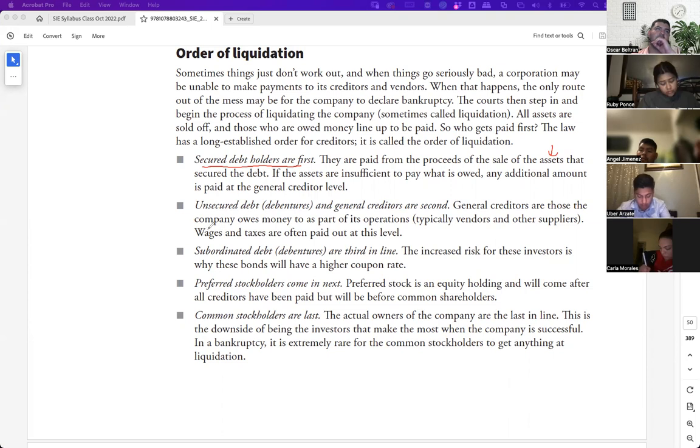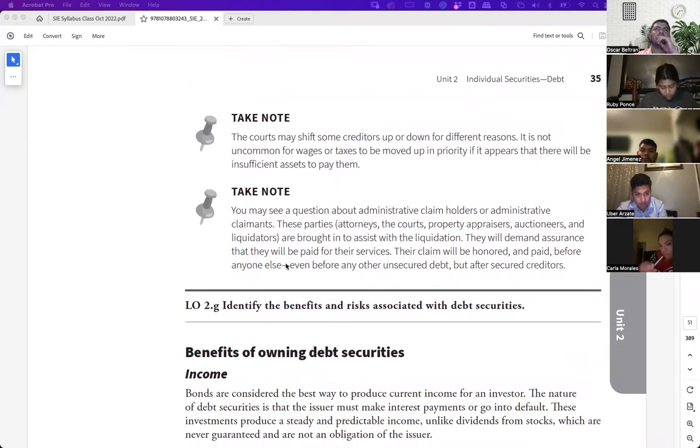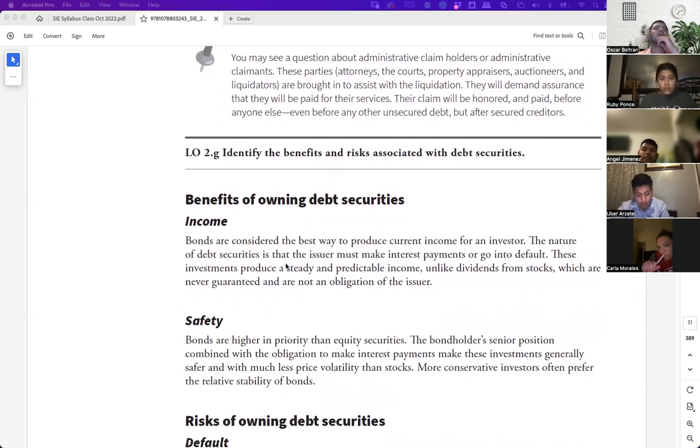All right, so right here is very, very important. At this level, wages and taxes are going to be paid off. Okay, after that, it's going to be subordinate debt, preferred stock, and common stock is last. So more than likely, these guys here are never going to get paid back. Okay, they just have to report it as a loss on their taxes. Perfect. And you can definitely see questions about the order of liquidation. Okay.